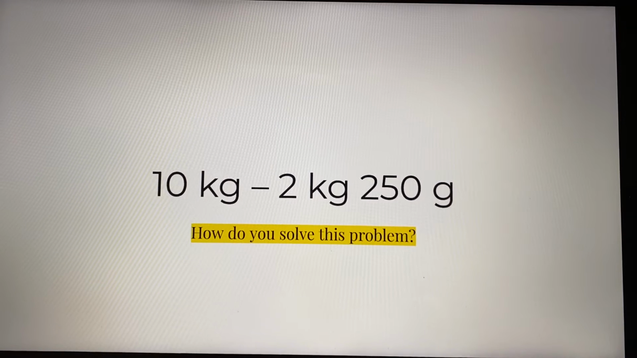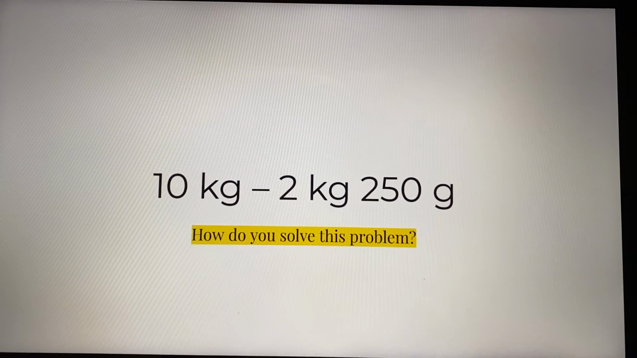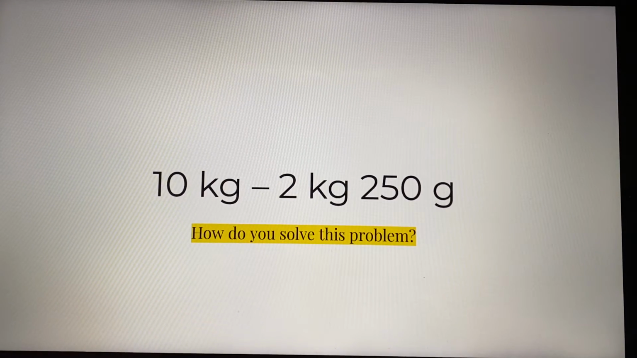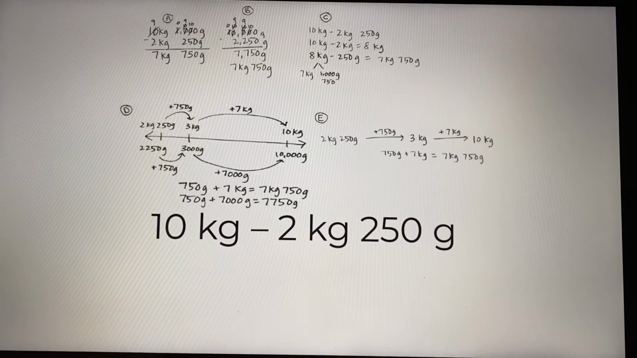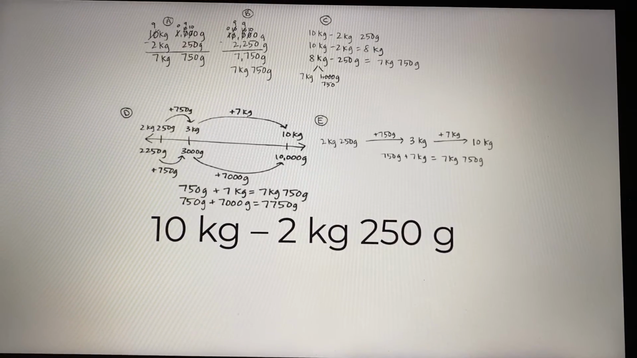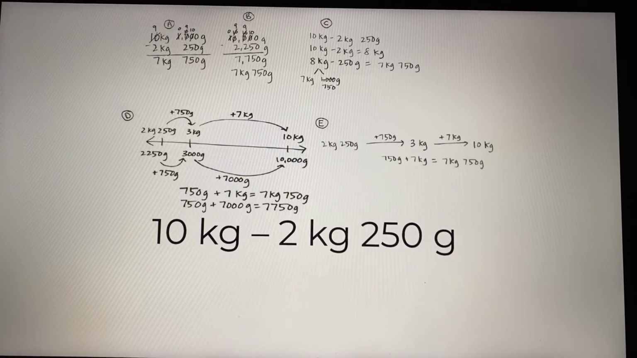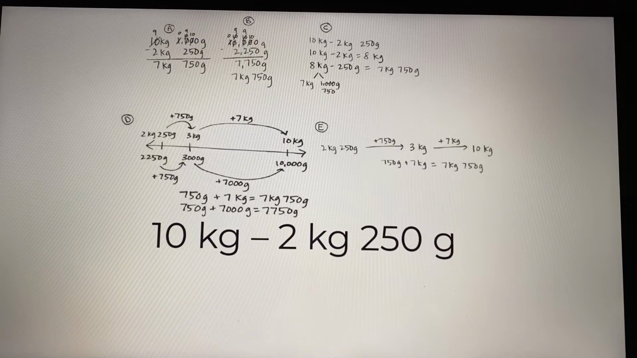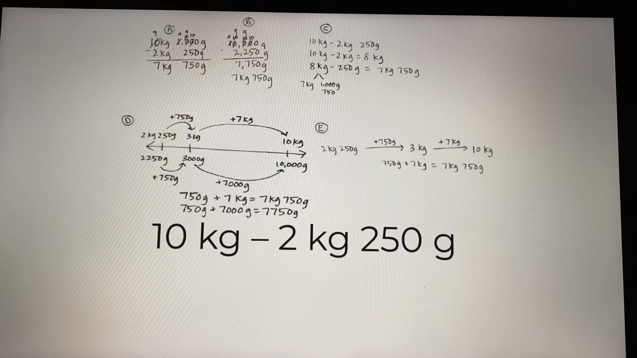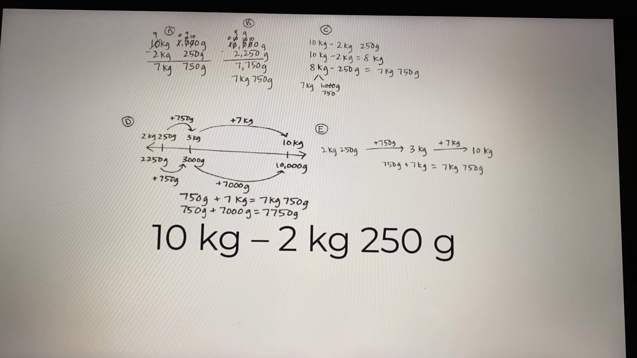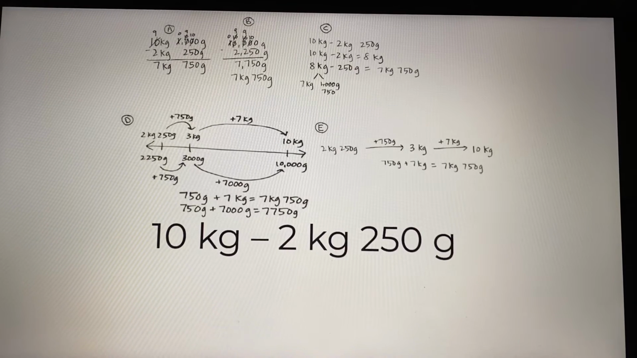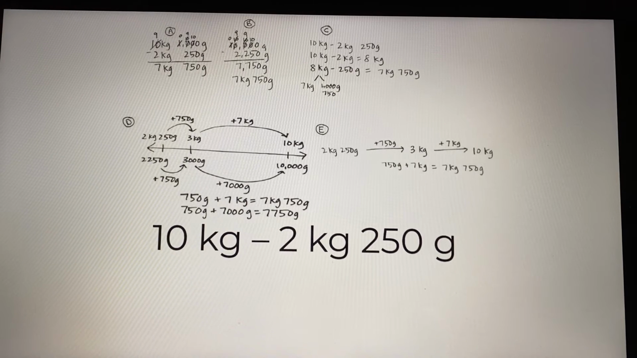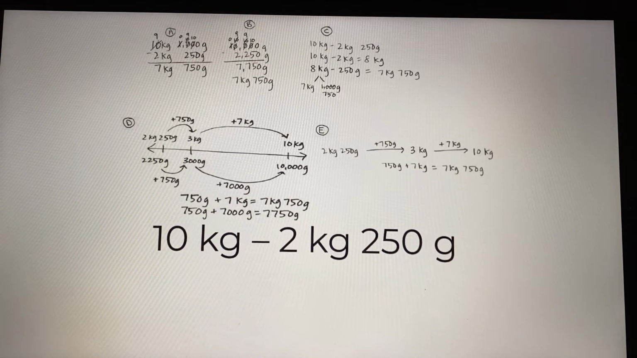10 kilograms minus 2 kilograms, 250 grams. How do we solve this problem? All right, so a couple of different strategies. A and B are the two big ones. You can subtract the grams first. Notice that you can't subtract 250 from nothing, so you have to decompose. You have to take away one of the kilograms and change it to 1,000 grams, and then you're able to subtract. Or you could just change them both to grams first, subtract, and then change it back to 7 kilograms, 750 grams. That's your answer.